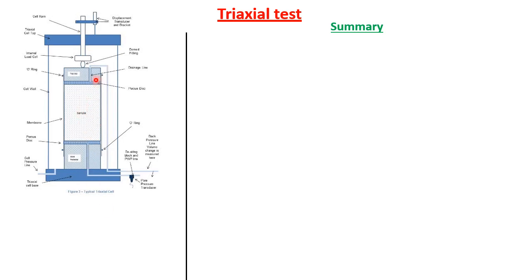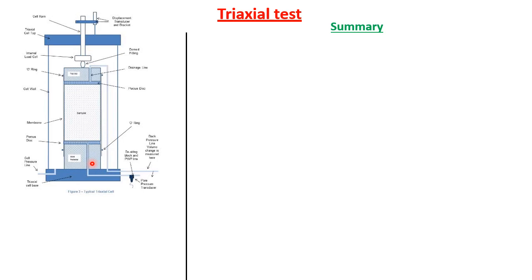Basically, you have here the soil sample, which is saturated with water, and it's surrounded by a rubber membrane so that the water doesn't get out of the soil sample. This is a cell where you can pour some water under pressure, so the water will apply a pressure on the soil sample. This pressure will be in all directions, so this test is called the triaxial test.